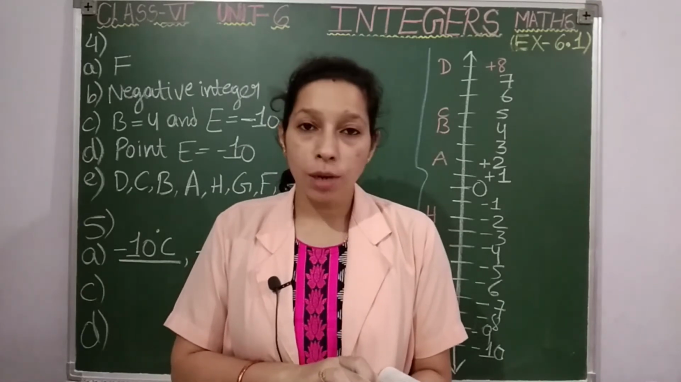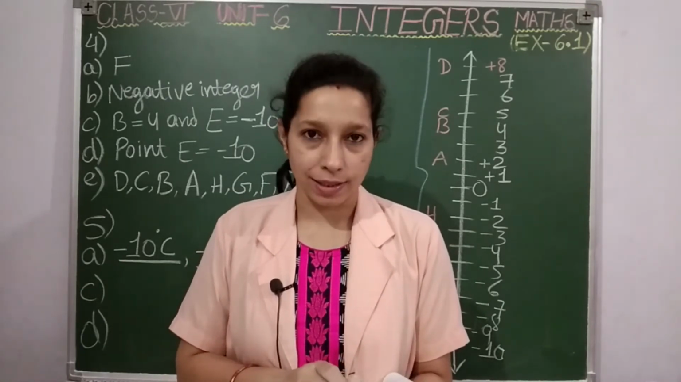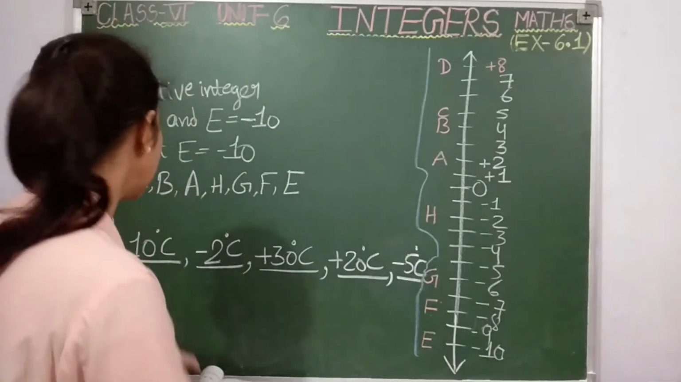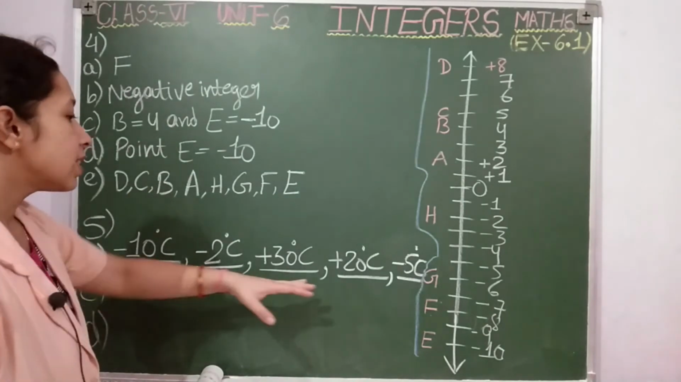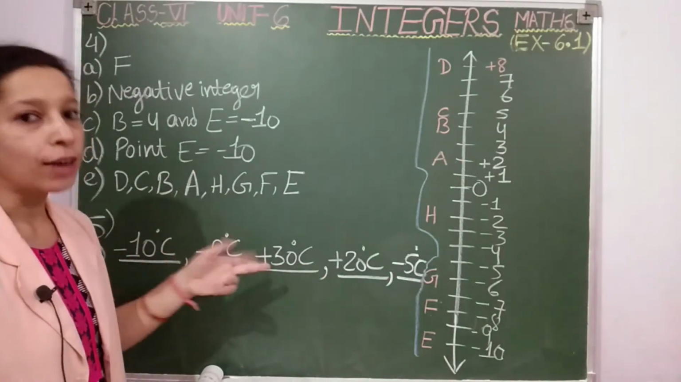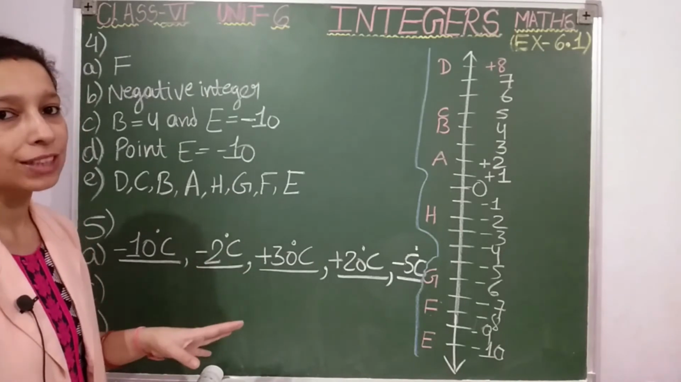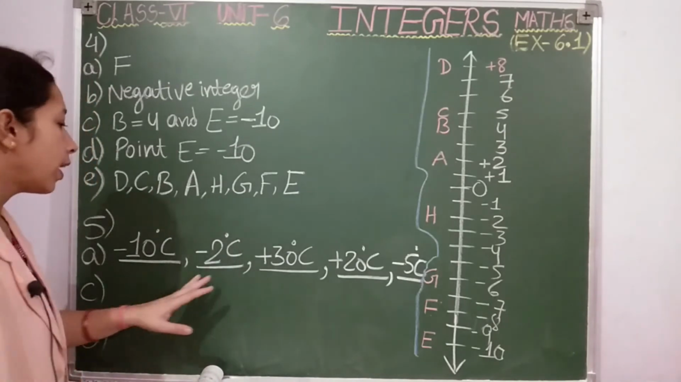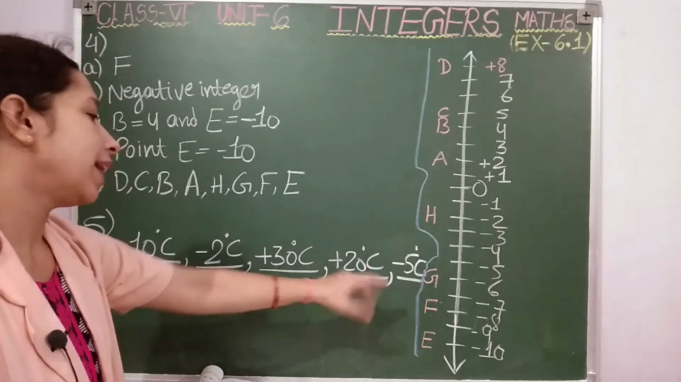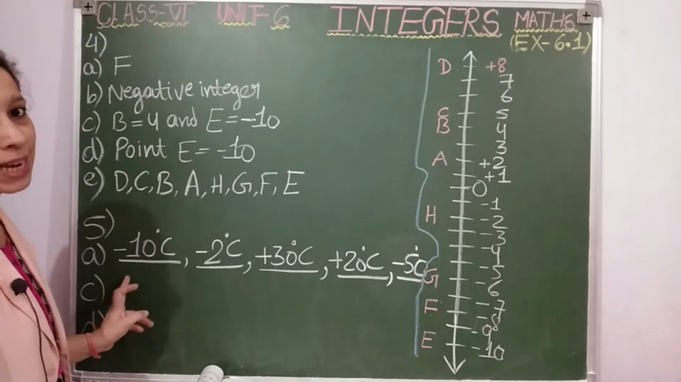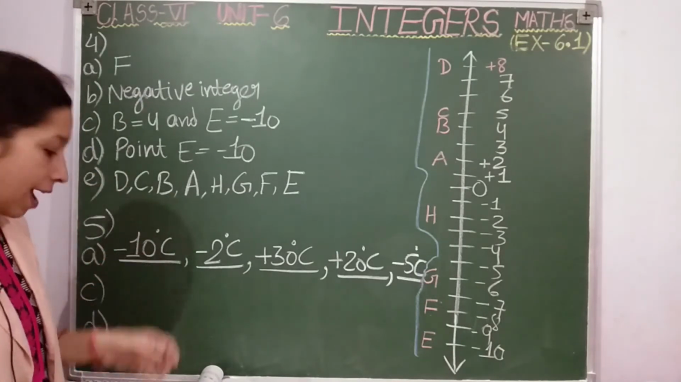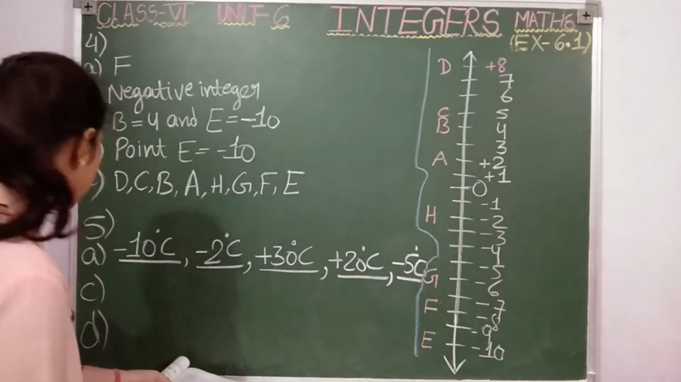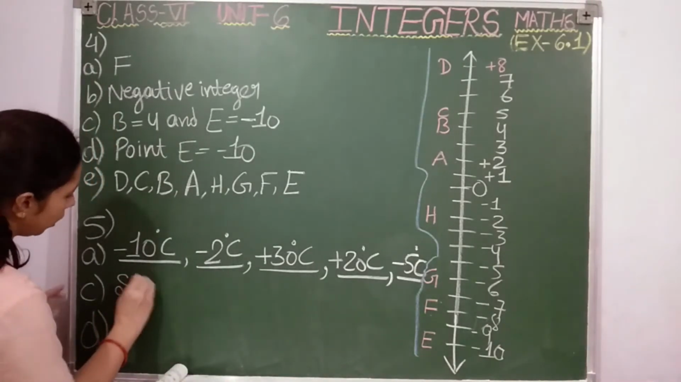Then question number C, students. Which is the coolest place? See the temperatures here. Which is the least temperature? For that place the temperature will be the least, so that place will be the coolest place. So here minus 2, plus 30, plus 20, minus 5, minus 10. Minus 10 is having the least temperature, students. And minus 10 degrees Celsius is for which place? It is for Siachen. That means the coldest place is Siachen.